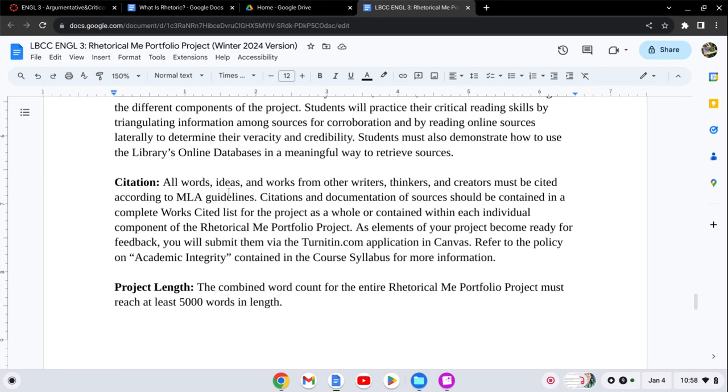Citation. All words, ideas, and works from other writers, thinkers, and creators must be cited according to MLA guidelines. Citations and documentation of sources should be contained in a complete works cited list for the project as a whole, or contained within each individual component of the Rhetorical Me Portfolio Project. As elements of your project become ready for feedback, you will submit them via the Turnitin application in Canvas. You'll want to refer to the policy on academic integrity contained in the course syllabus for more information. So again, make sure you understand what the academic integrity policy is.